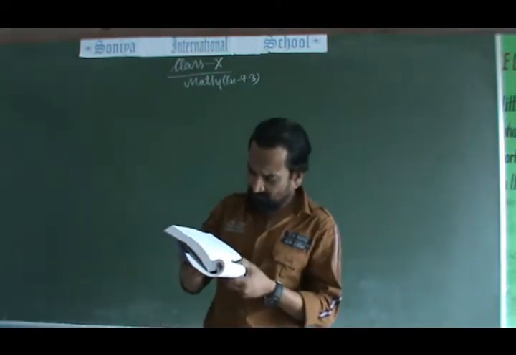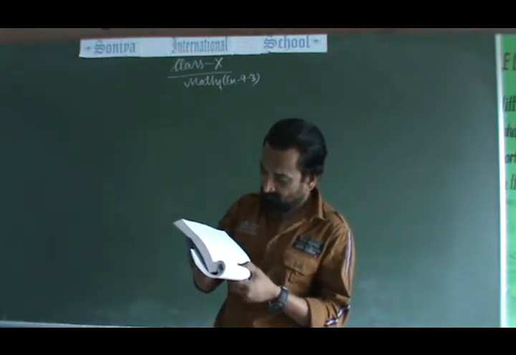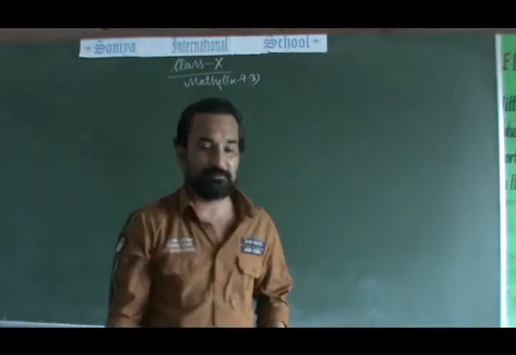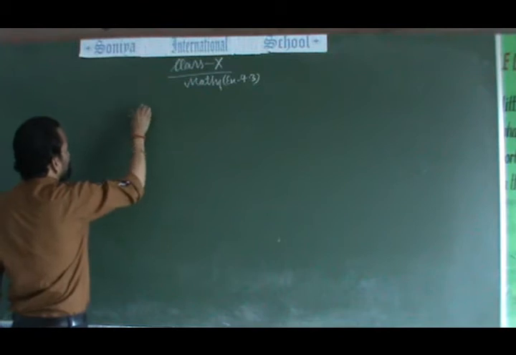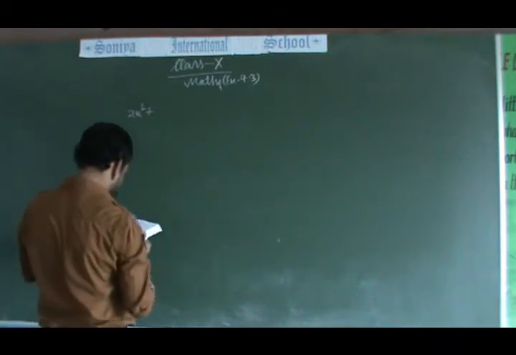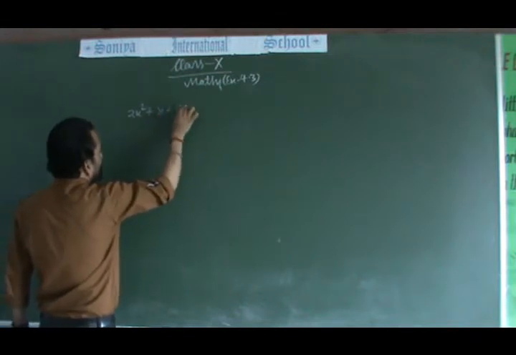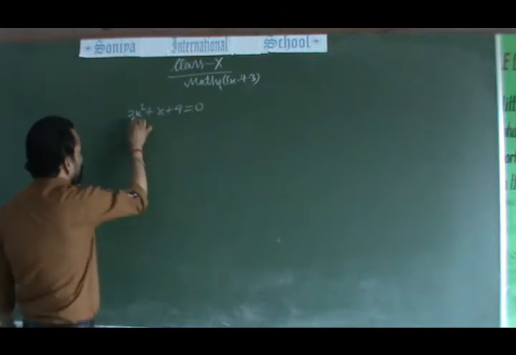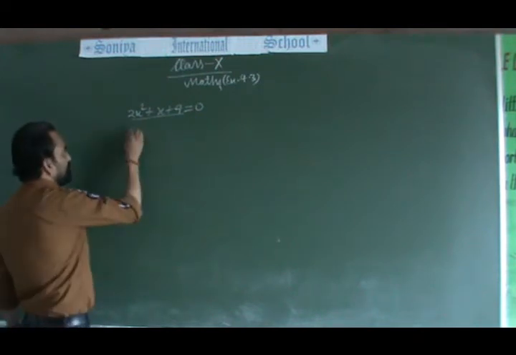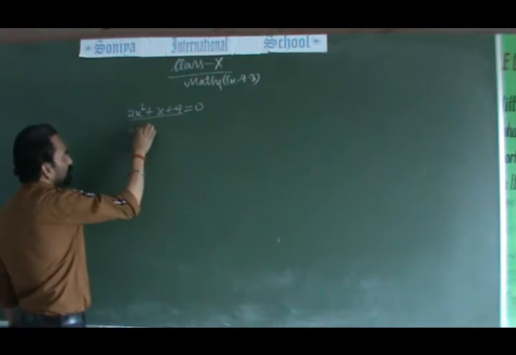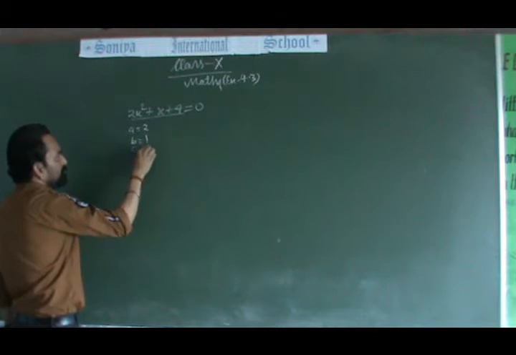Find the roots of the quadratic equation given in question 1, already completed. See one more example of that: 2x square plus x plus 4 equals 0. What is this? This is a quadratic equation. Here a equals 2, b equals 1, c equals 4.